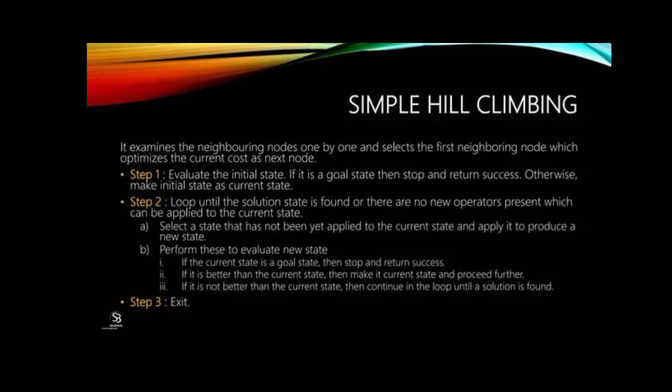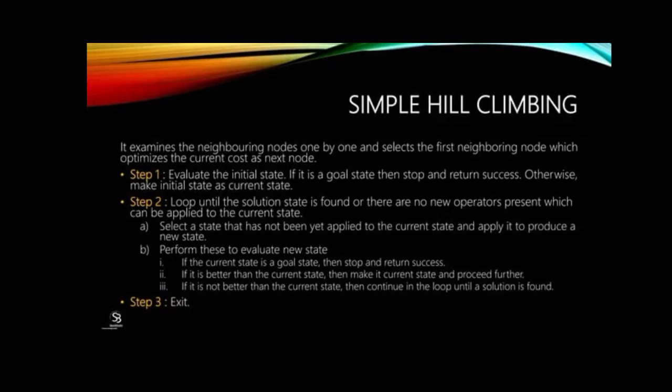The types of hill climbing. The first type is simple hill climbing. It examines the neighboring nodes one by one and selects the first neighboring node which optimizes the current cost as the next node. Step 1: evaluate the initial state. If it is a goal state, then stop and return success. Otherwise, make the initial state the current state.